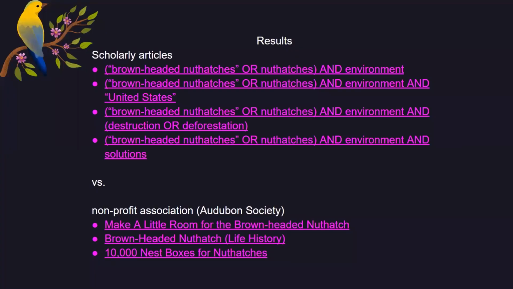So I did a little bit of searching in the library. And you can see here the first things I looked at were scholarly articles, brown-headed nuthatches or nuthatches, and the environment. And I tried all of these different kinds of combinations that I could find related to brown-headed nuthatches. So I'm going to show you just the first results here.